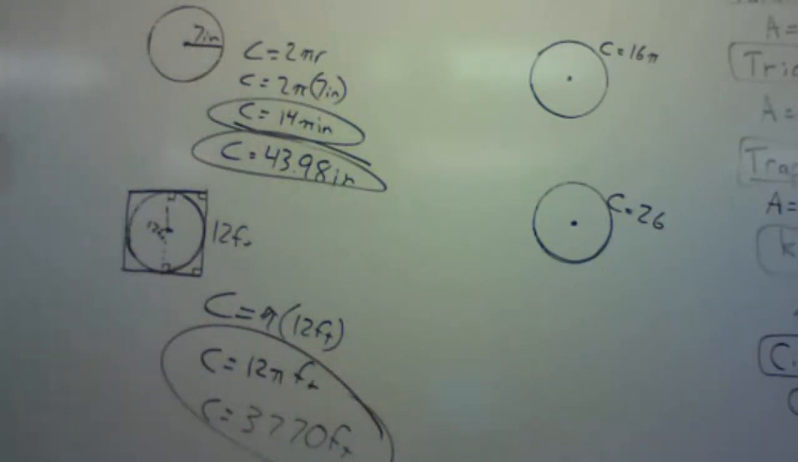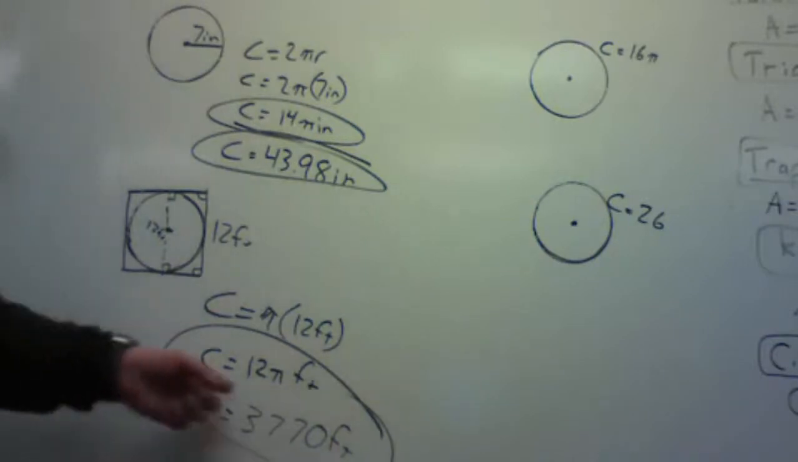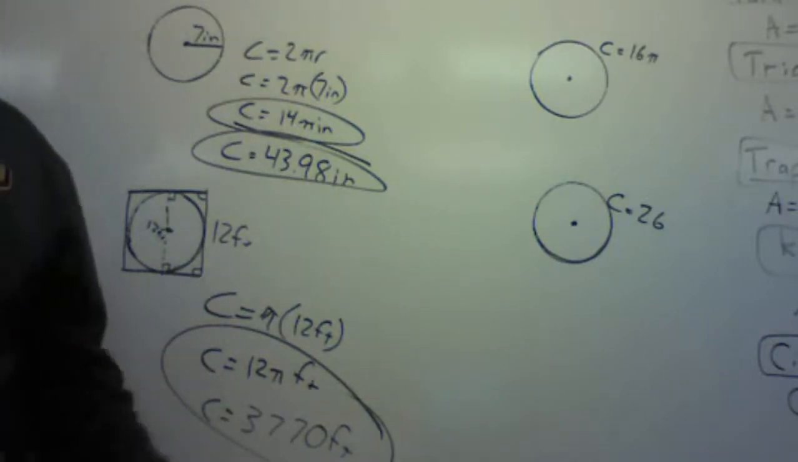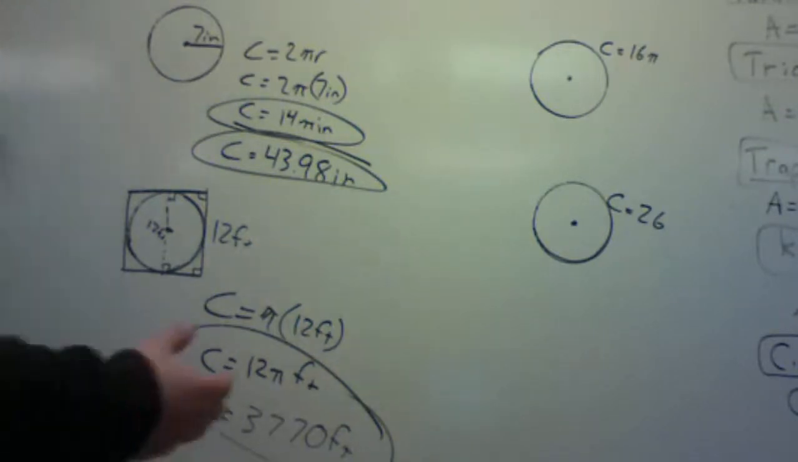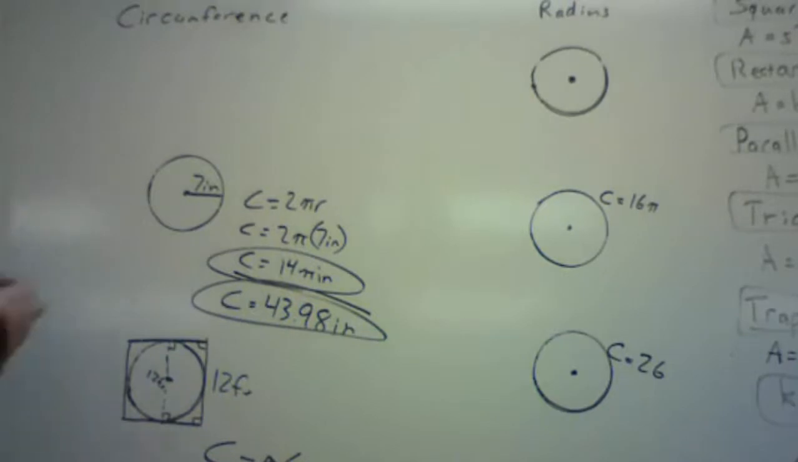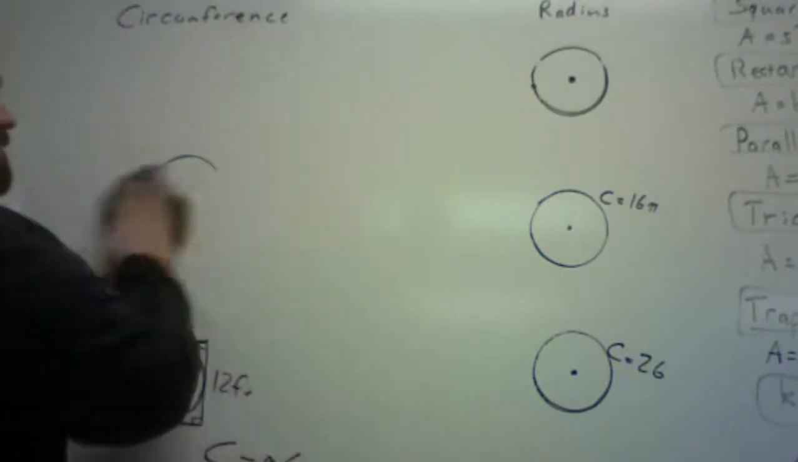Again, depending on the situation, I honestly prefer 12 pi if it's just a normal, like, find this. But if it's a problem that says, what's the length of this, or what's the circumference of the circle, and it's a word problem, probably going to be the decimal form. Alright, that's how we find circumference. Again, you write down your formula, you plug in what you know, and you solve to find what you don't.